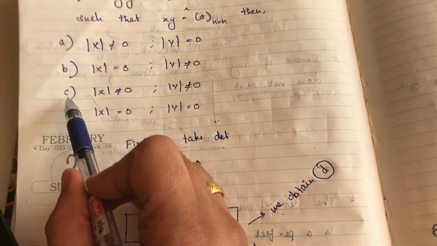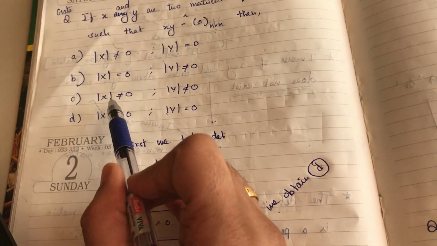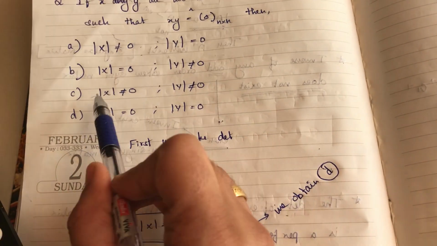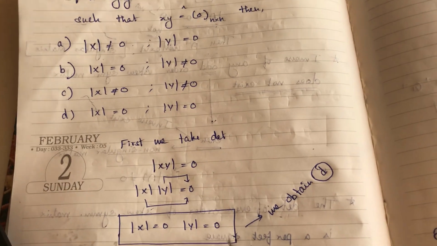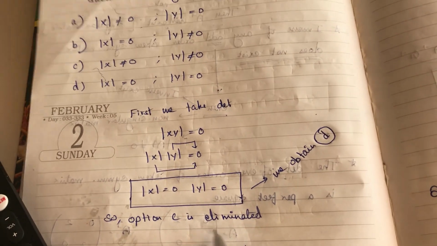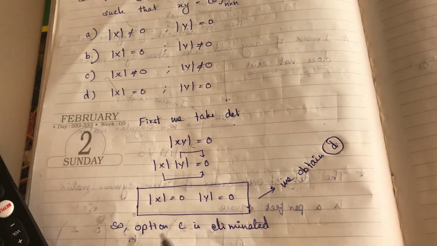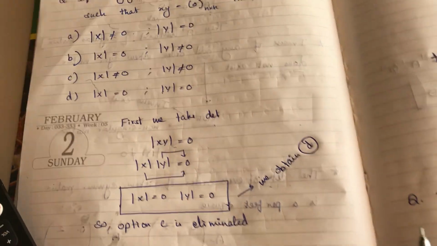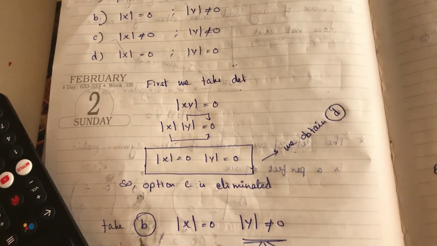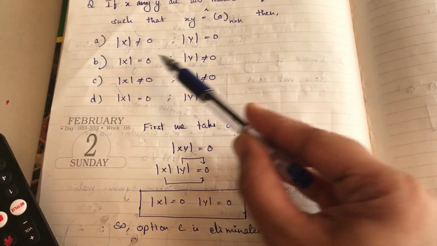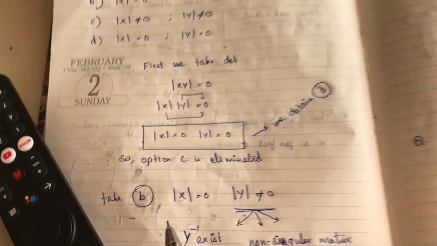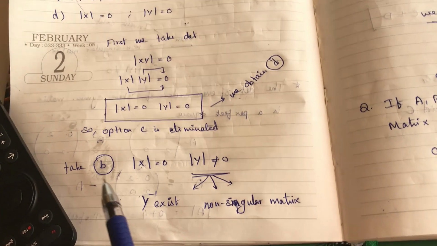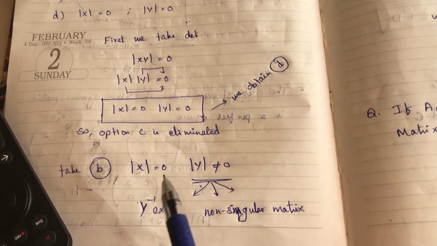So you can see here they have given C as both are not equal to 0. This condition will not exist for this function. So we just omit this, like C option is eliminated. Okay, so we have to take the other option, like B. You can see X is equal to 0 and Y is not equal to 0. Let's take the B option.